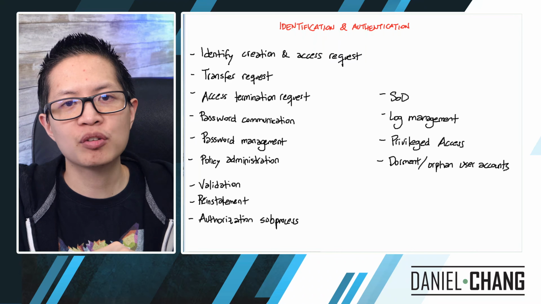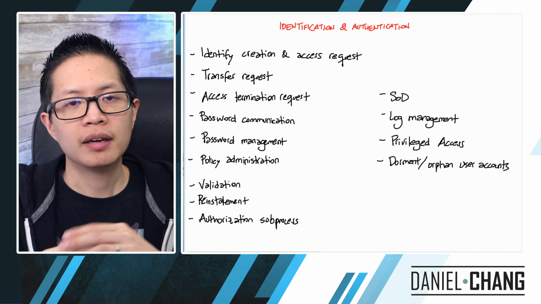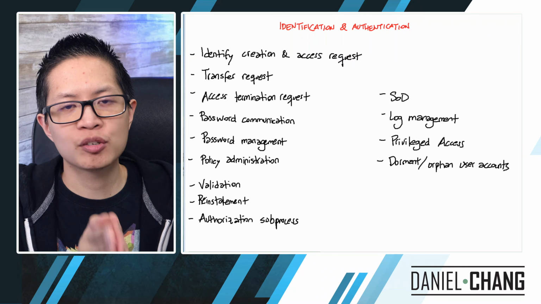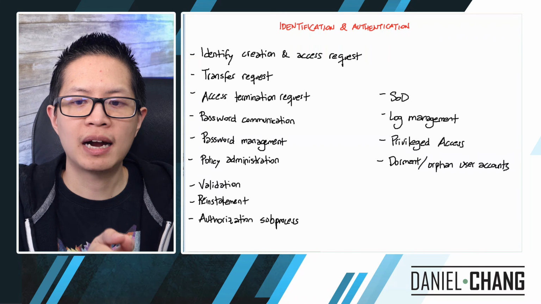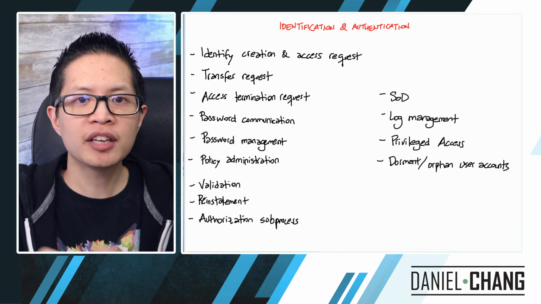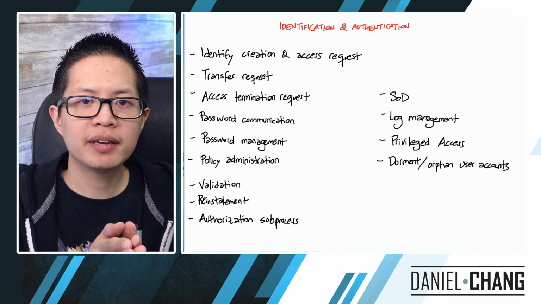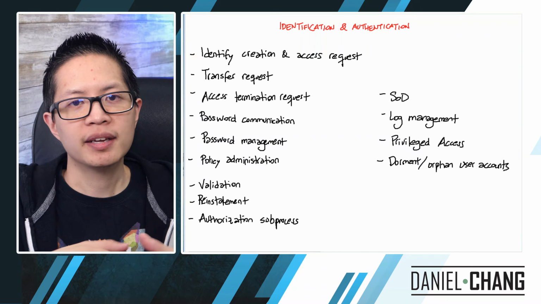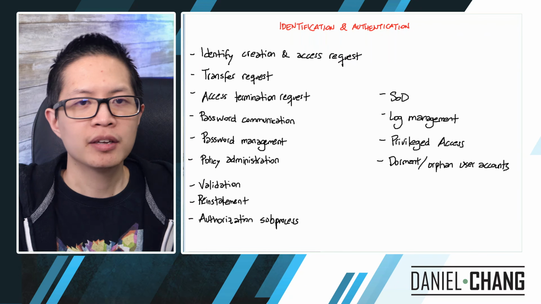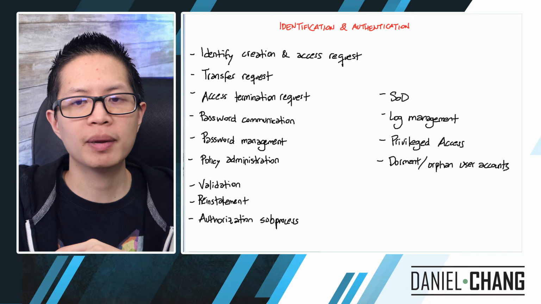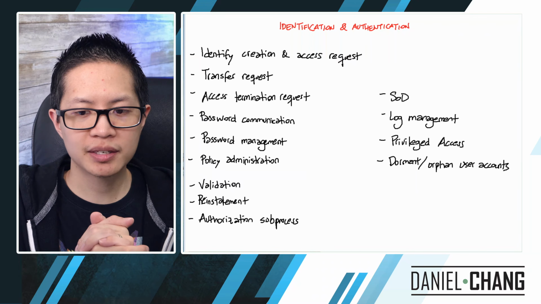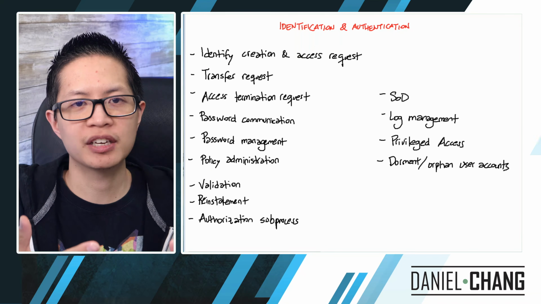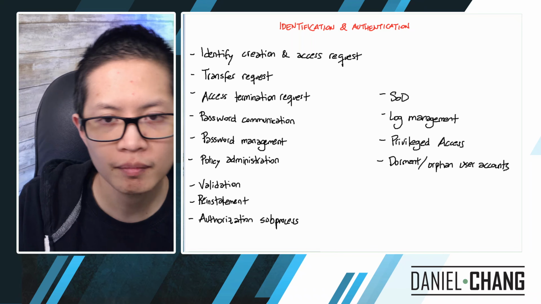Validation basically goes back to validating, making sure that accounts are valid, making sure that people who have access to a system are appropriate to have that access. Reinstatement is basically how the company is doing processes to make sure that they're bringing back or reinstating an account. Let's say someone left for a longer period of time, someone is terminated and then comes back again to the company, how those procedures are in place. Authorization sub-process is basically how the system is performing an authorization. That's a little bit more of an IT perspective.